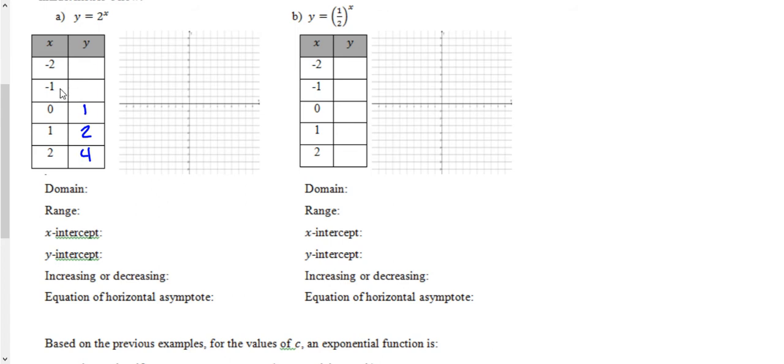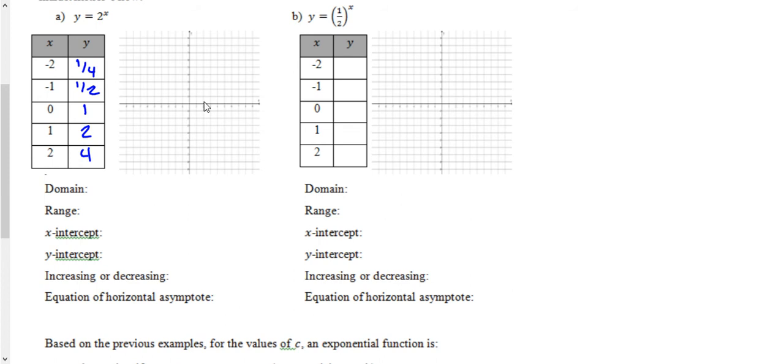This one here though, if you have 2 exponent negative 1, you can never have a negative exponent, so what you have to do is reciprocate, then you'd end up with 1 over 2. If you had 2 exponent negative 2, again you can't ever have a negative, so you'd have to reciprocate, so that's 1 over 2 squared, which is now 1 over 4, so that's a quarter.